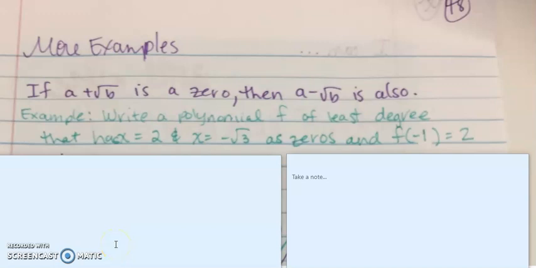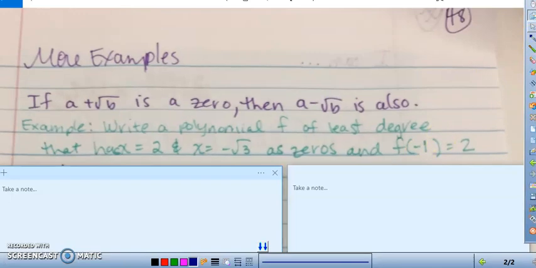For page 48, this is going to be an extension of more examples for page 47, the fundamental theorem of algebra. So that's just what I title it, more examples. It states, if a plus square root of b is a zero, then a minus square root of b must be as well. So a plus square root of b and a minus square root of b are both irrational roots.